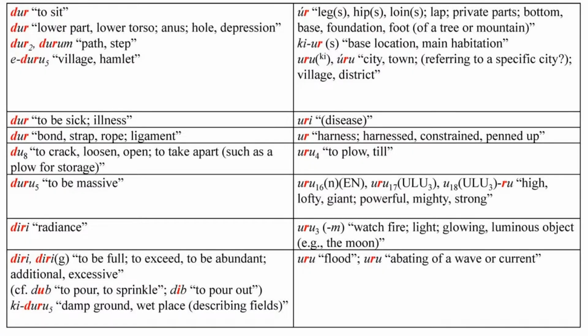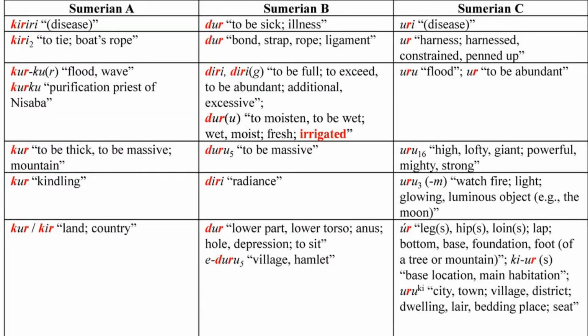And then we have this form here, Uduru, flood, Uduru, abating of a wave or current. And there's a meaning abundance, which is in the next slide. So I show here how we have the KR consonant sequence and how that becomes DR, and how the K or the D is lost and it just becomes UR in the third rendition.